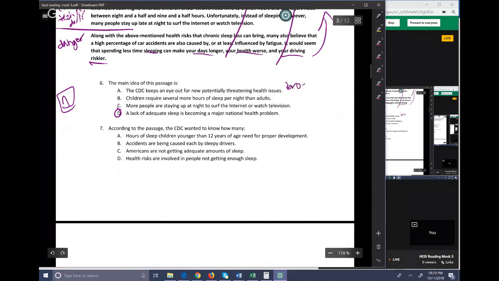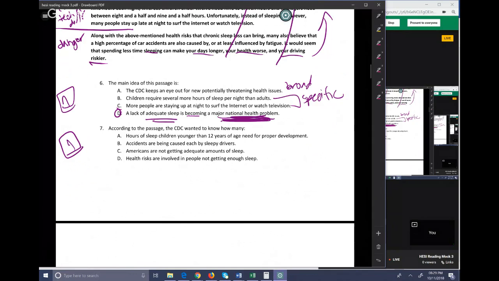So this one's too broad. These two are too specific. D is perfect. Lack of adequate sleep, so it's not specifying a certain amount, is becoming a major health problem, which was the original point that they made before they got more specific about it. Seven, I also tagged as being from reading 1. According to the passage, the CDC wanted to know how many, and then the answer would be C, how many Americans are not getting adequate amounts of sleep. The how many was really the focus. How common is this issue?